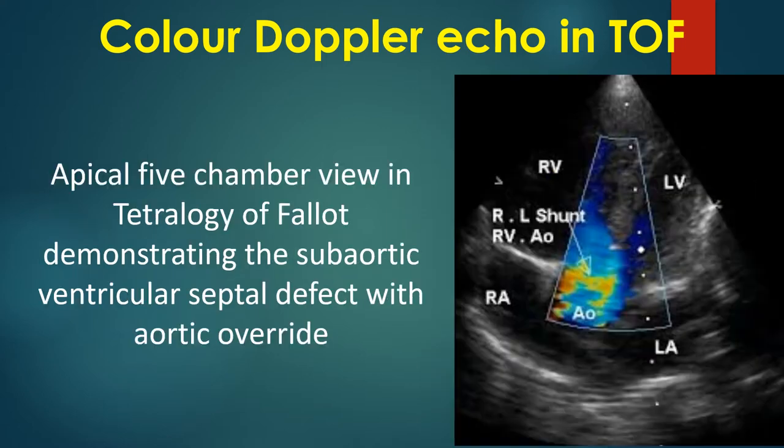Apical 5-chamber view in tetralogy of Fallot demonstrating the subaortic ventricular septal defect with aortic override. 50% of the aorta is committed to the left ventricle, while the remaining half is committed to the right ventricle.